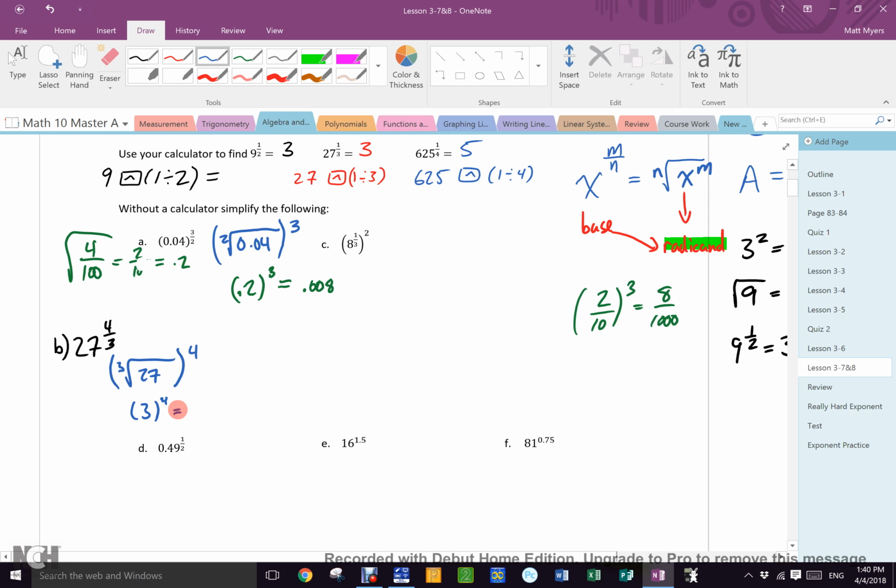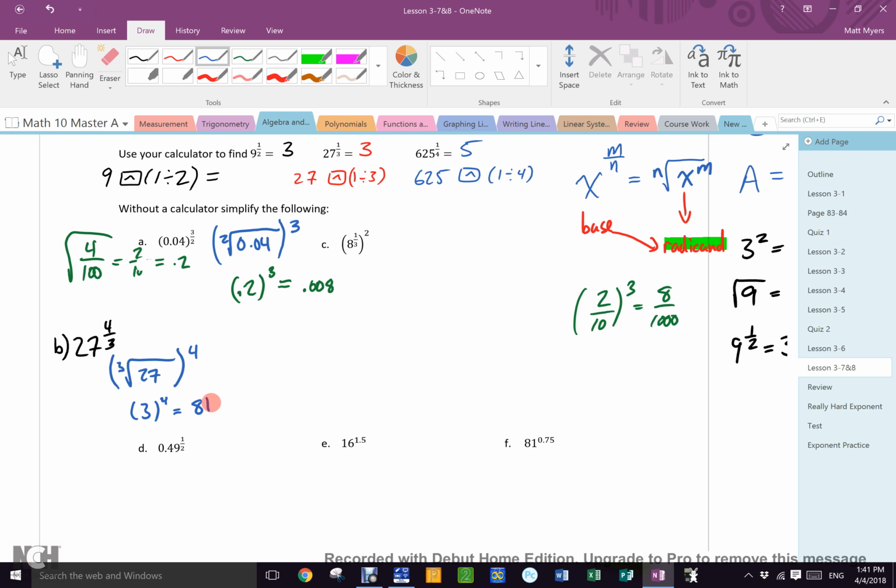What's 3 times 3? 9. That's 4 3s, right? What's 9 times 9? 81. So 3 to the 4th is what? 81. Everybody see how it works? It's not complicated, right?